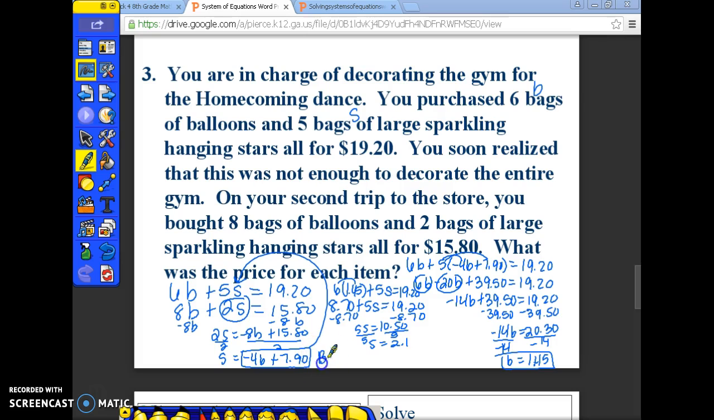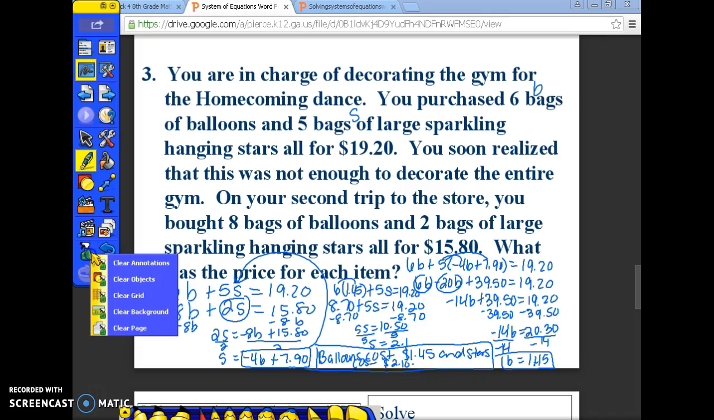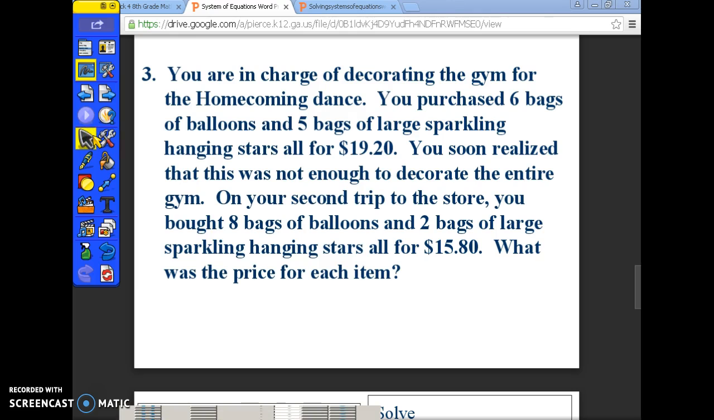So balloons cost $1.45 per package, and stars cost $2.10 per package. This is the answer to my word problem. Let's look at one more.